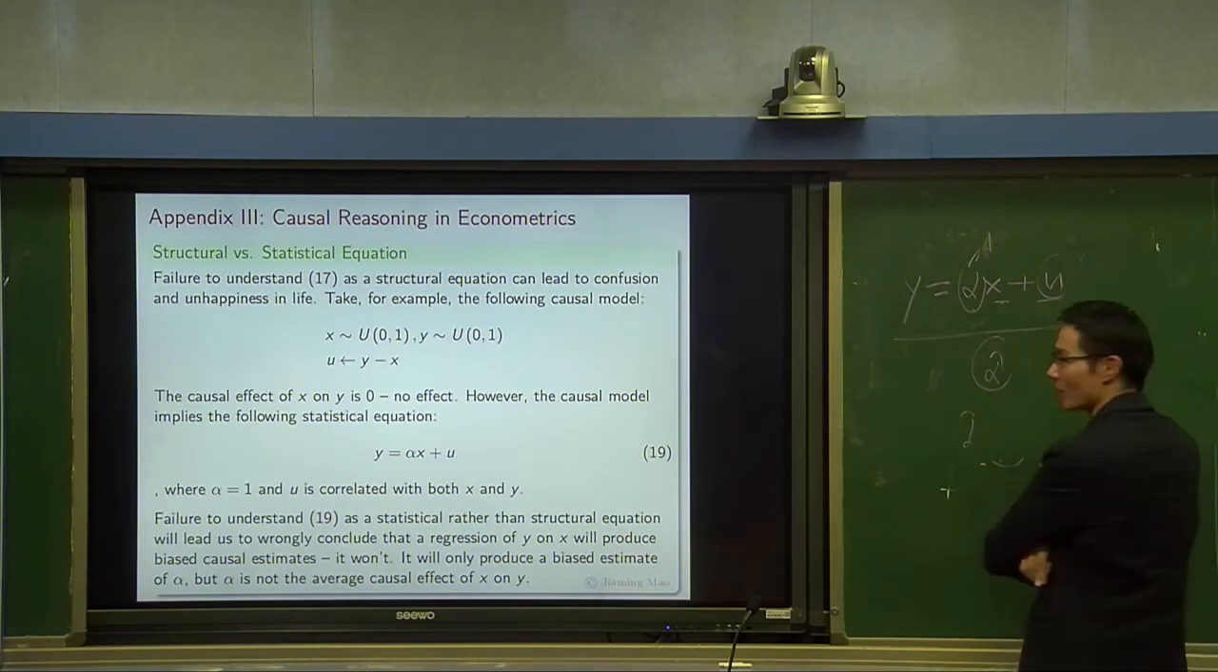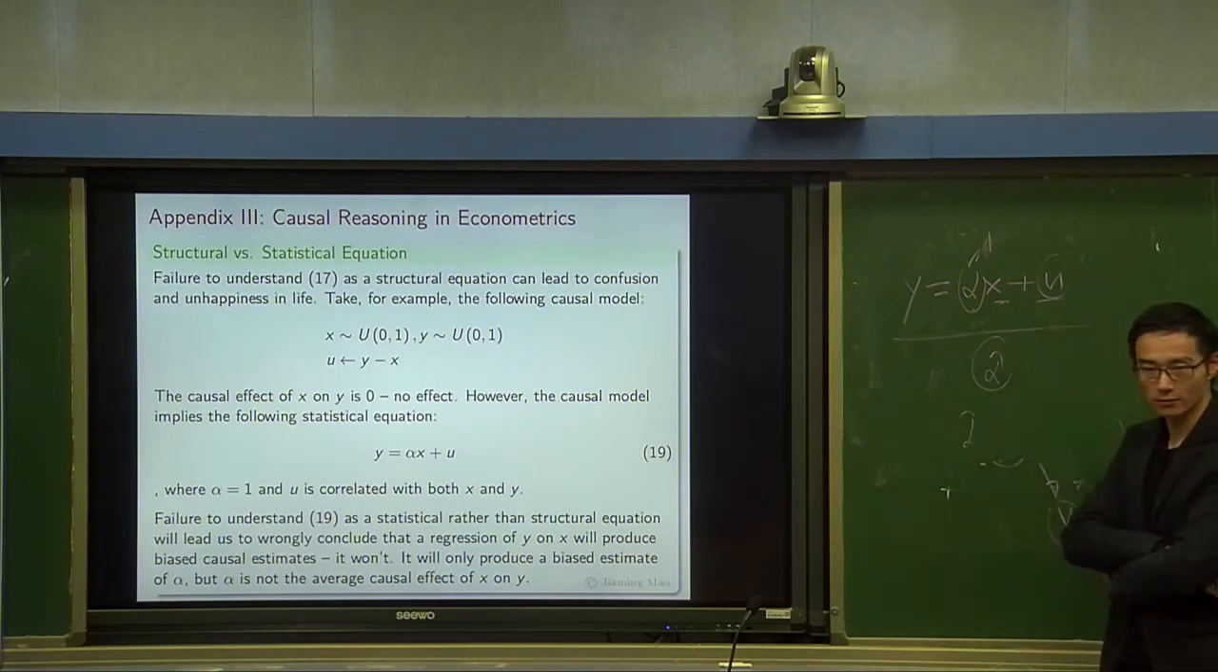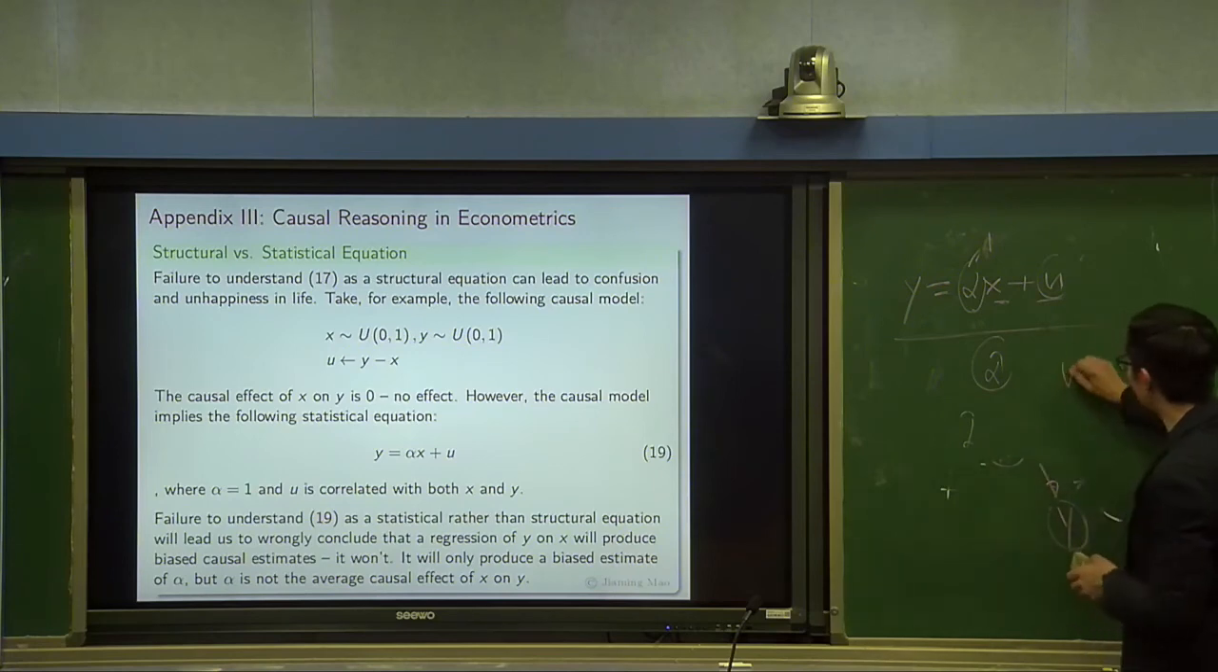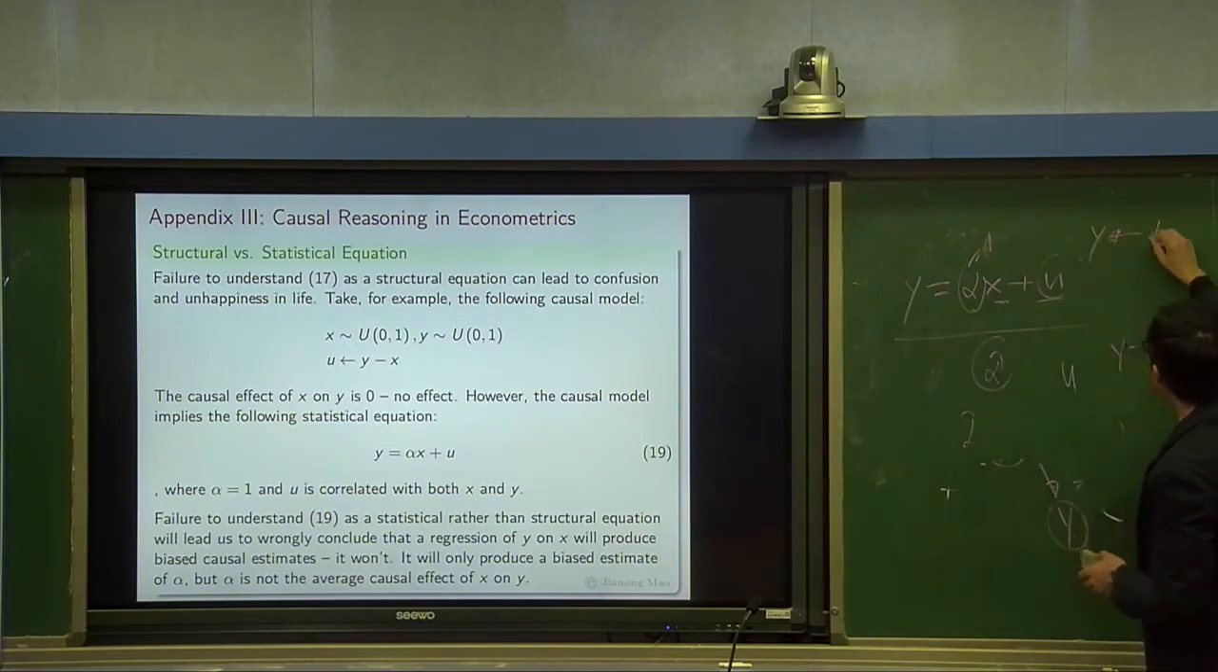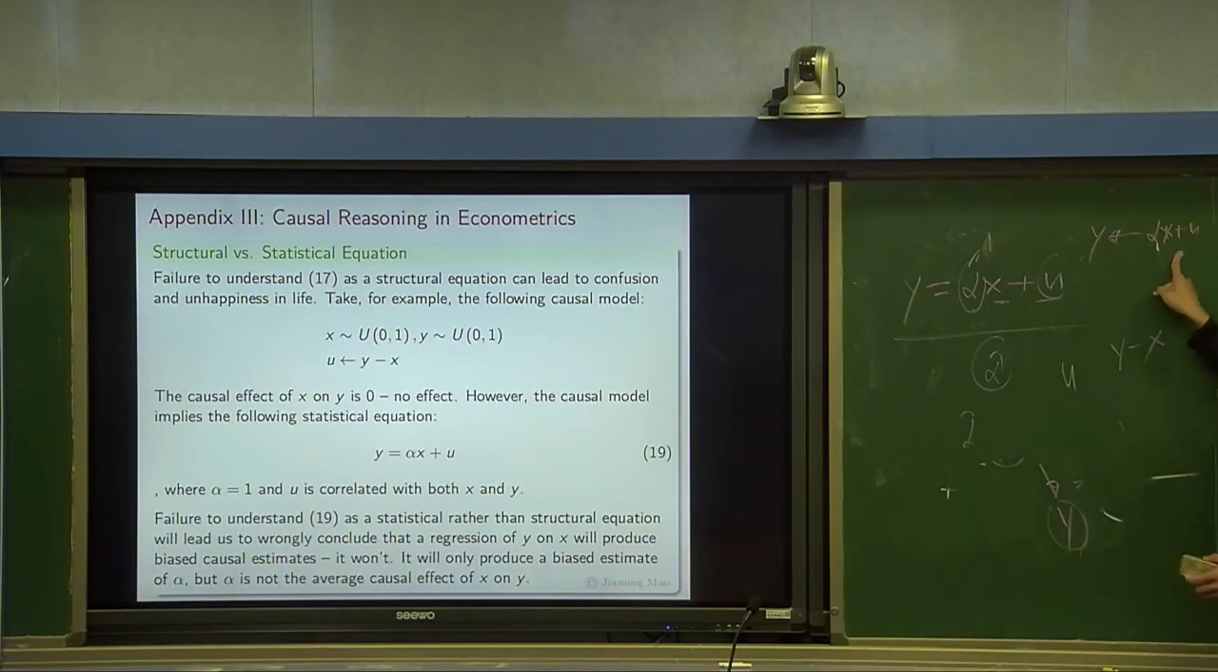Because alpha is not the average causal effect of x on y, because this is not a true causal model. It's very simple. The true causal model is u as a result of y minus x. The true causal model is not y as an effect of x plus u. This is not a true causal model. So you can estimate this alpha, but it doesn't mean anything. You know what I mean?